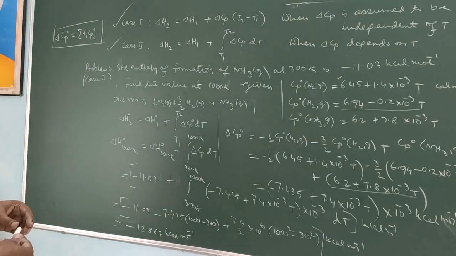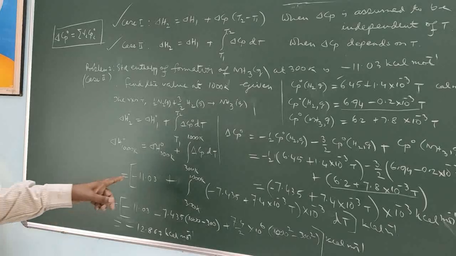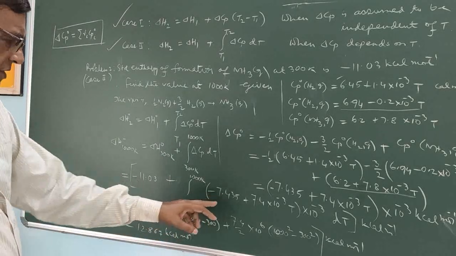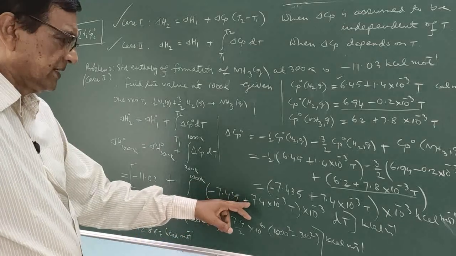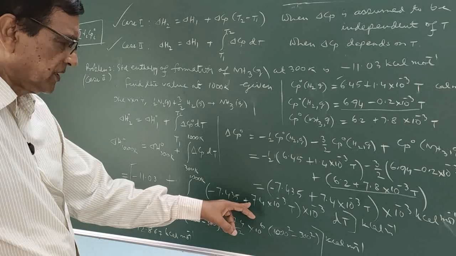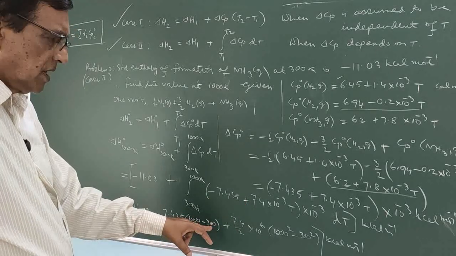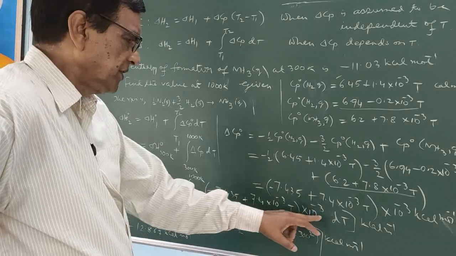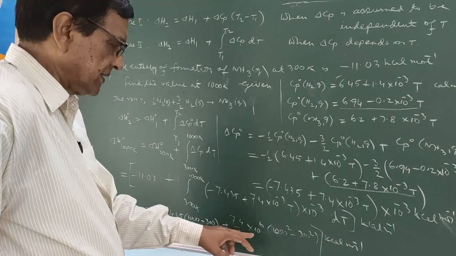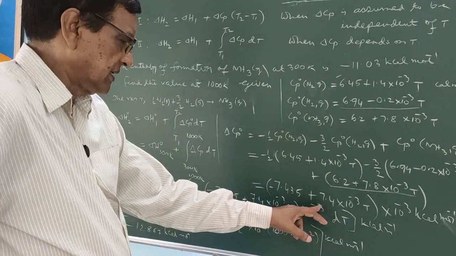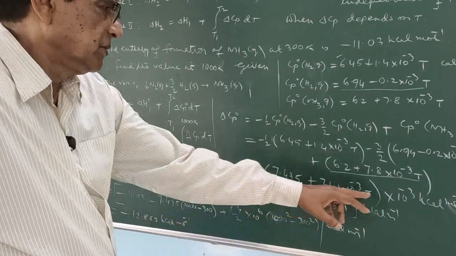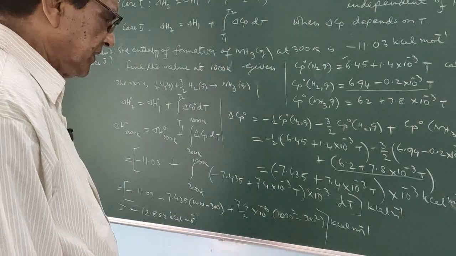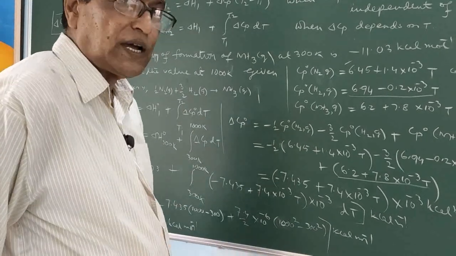Whenever we do this integration, we get minus 11.03 kilocalorie per mole, and minus 7.435 times the integral of dT, which is T2 minus T1, that is 1000 minus 300. In this case 7.4 divided by 2, and the integral of T dT gives T squared by 2, with 10 to the power minus 6 kilocalorie, and it is T2 squared minus T1 squared according to the formula I have developed.